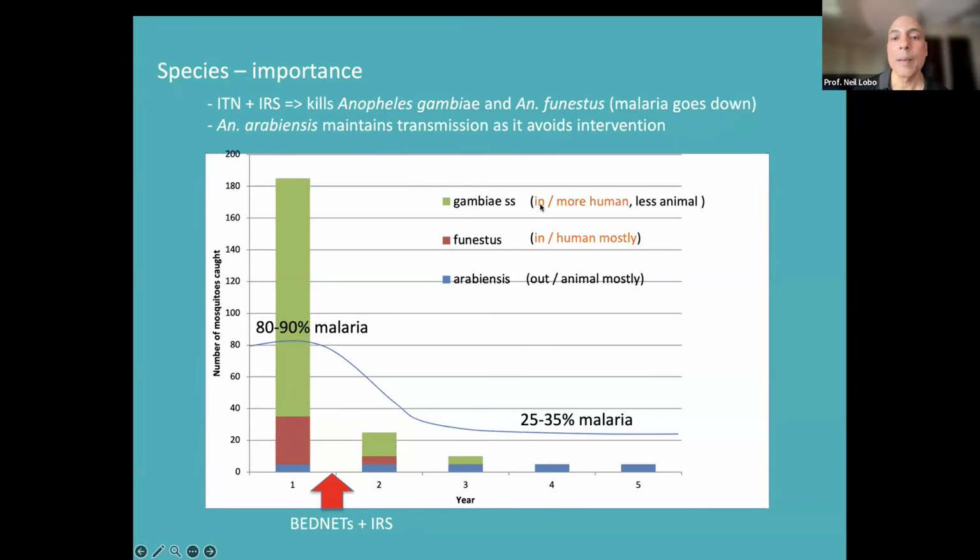One of them, gambiae, likes to bite indoors, prefers humans, less animals, but it also feeds on animals. Funestus loves humans and loves to feed indoors. Arabiensis prefers to feed outdoors and mostly feeds on cows and other animals. And you can see the proportions of mosquitoes over here.